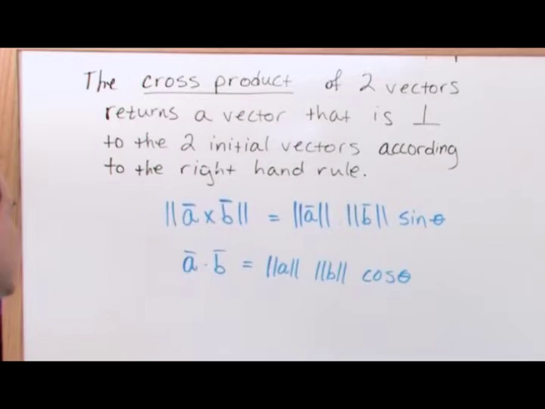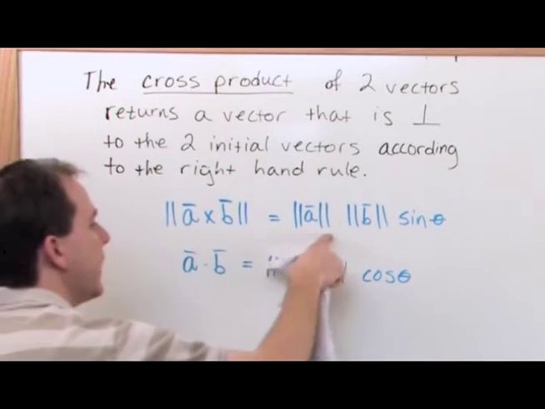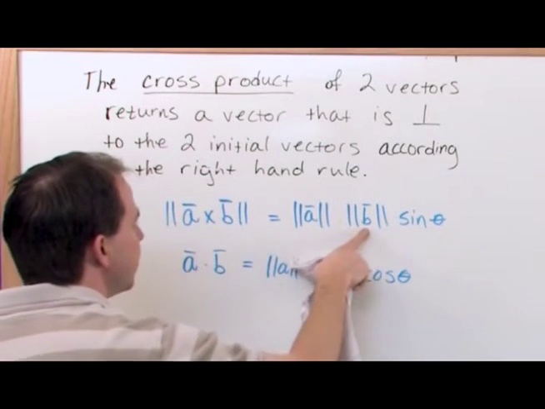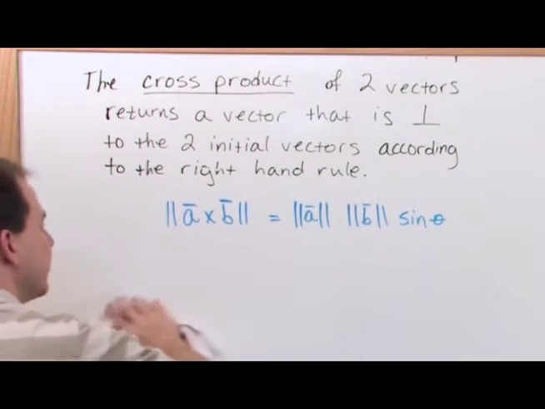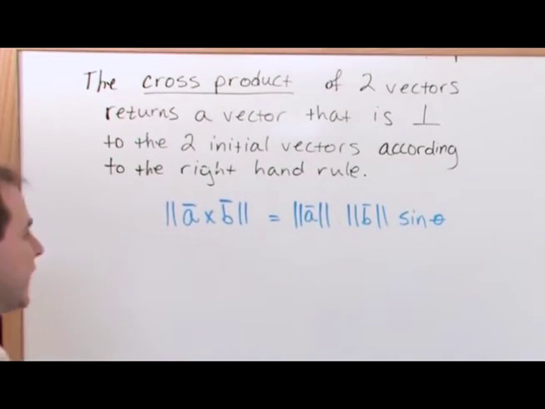That's the dot product. But when you do the cross product, you do A times B, magnitude of A times magnitude of B times the sine of theta, but that's only the magnitude of the vector. That's not the actual full answer. You still have to have the direction here, which is given by the right-hand rule. So that's conceptually what we're doing.